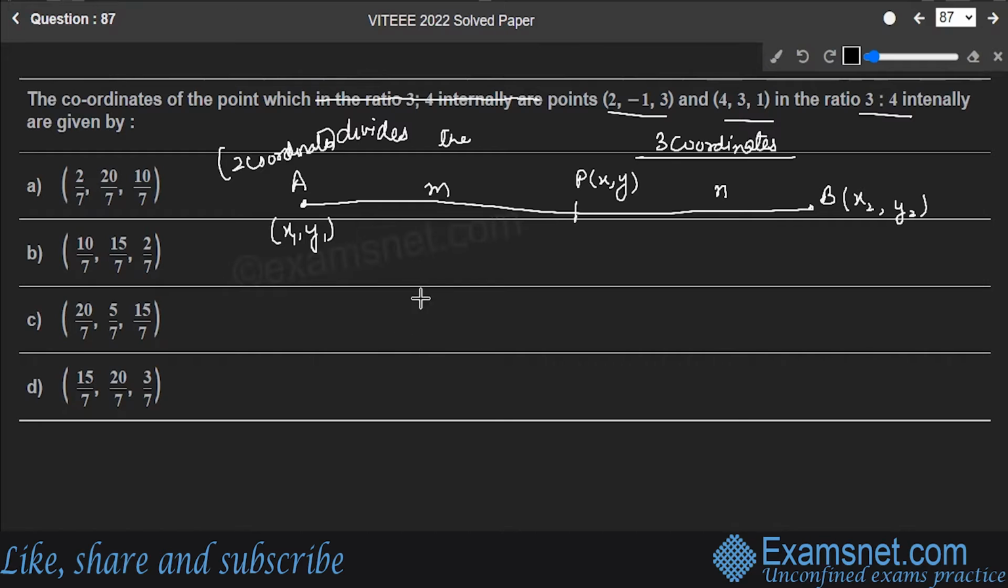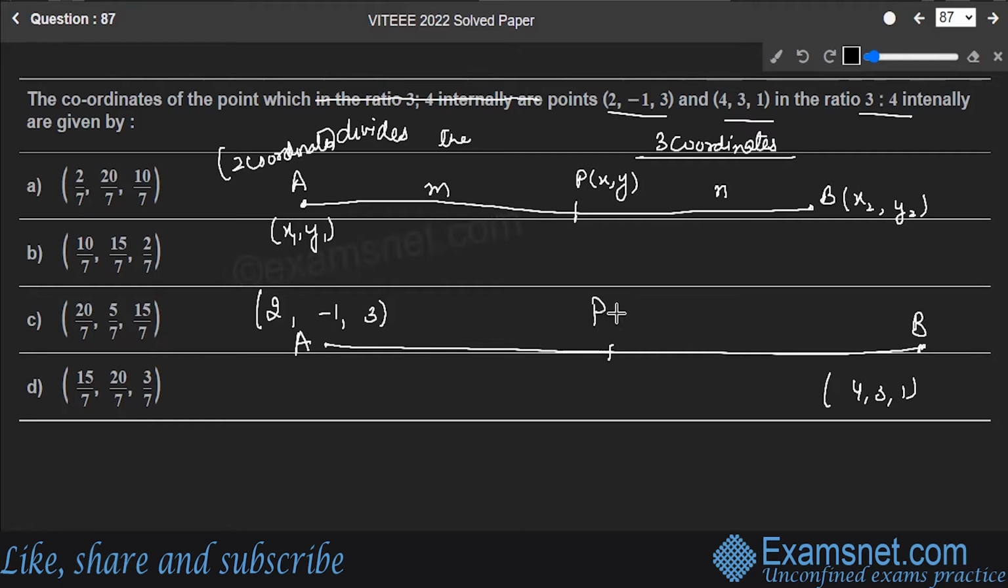So here the given points are 2, -1, 3. And here is the point B, which is given by 4, 3, and 1. This is the point A. So the point P, let the point P be x, y, and z. This is being divided in the ratio 3:4. Okay, so this is your x1, y1, z1, x2, y2, and z2.